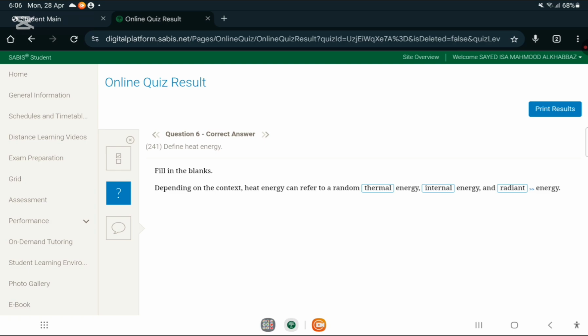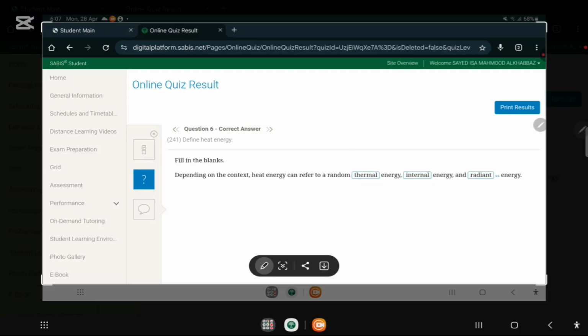Depending on the context, heat energy can refer to random thermal energy, internal energy, and radiant energy. Let's see, there's another choice, light or electromagnetic. So heat, it can be, let me write it down. Heat is basically thermal energy.